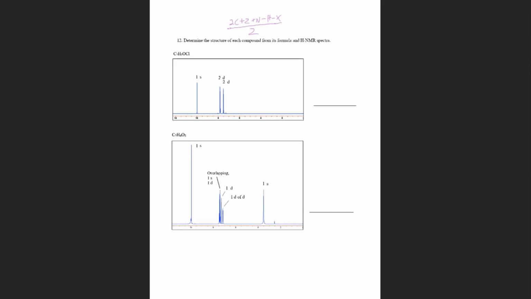But if we did that, 2 times 7 is 14, plus 2 is 16. No nitrogen. If we subtract the hydrogen, 16 minus 5 is 11. We have 1 halogen, that's chlorine, so 11 becomes 10. 10 divided by 2 is 5 degrees of unsaturation. So we would expect benzene, because we've got over 4 degrees of unsaturation.